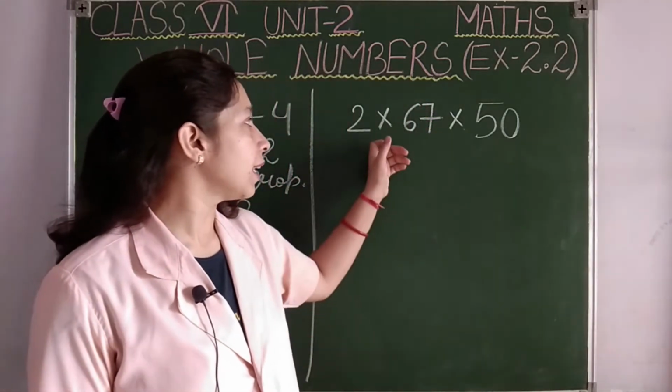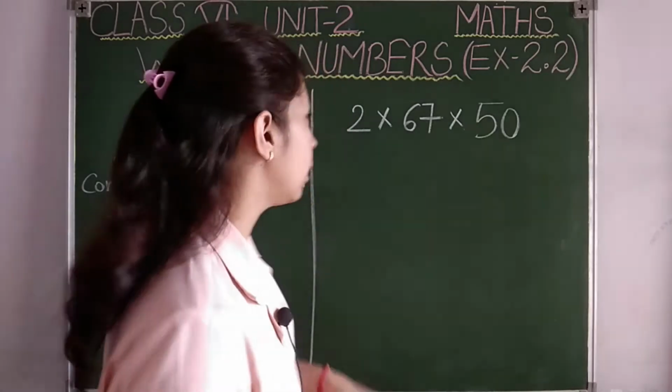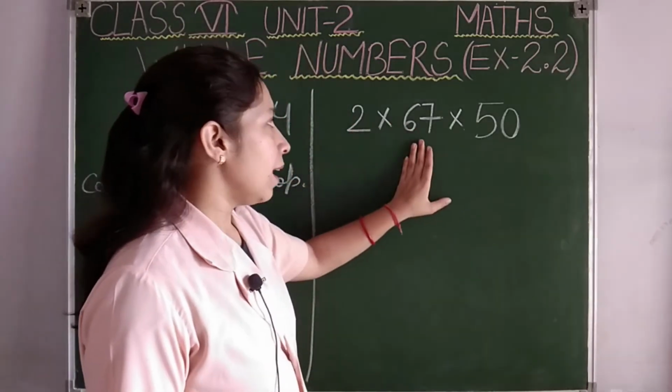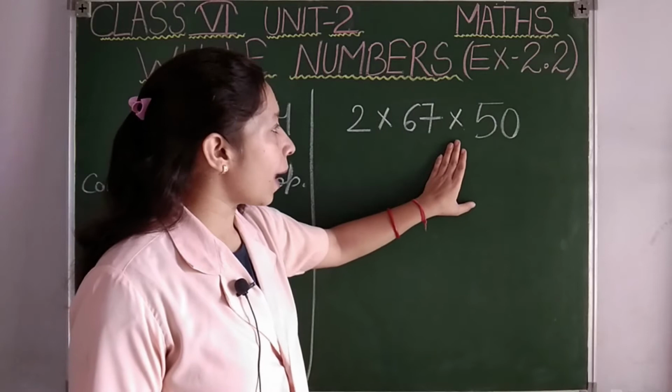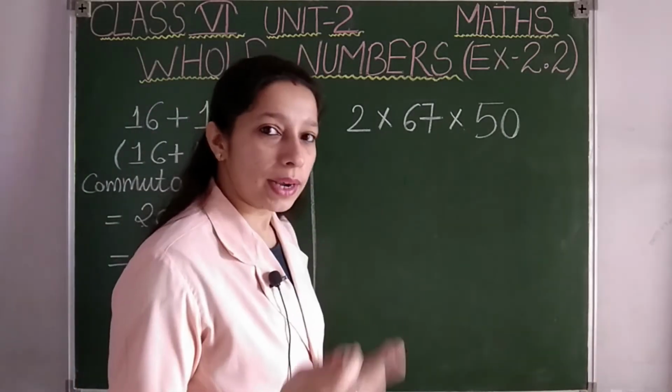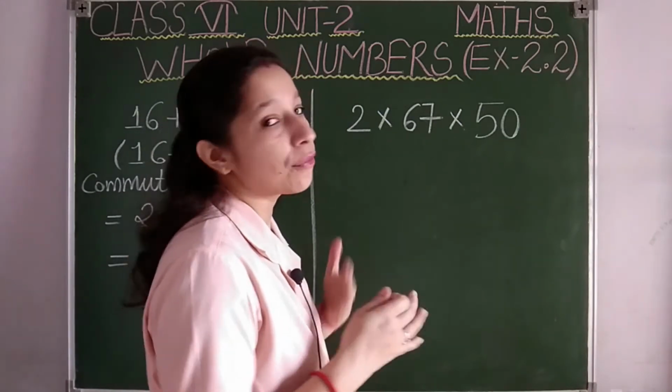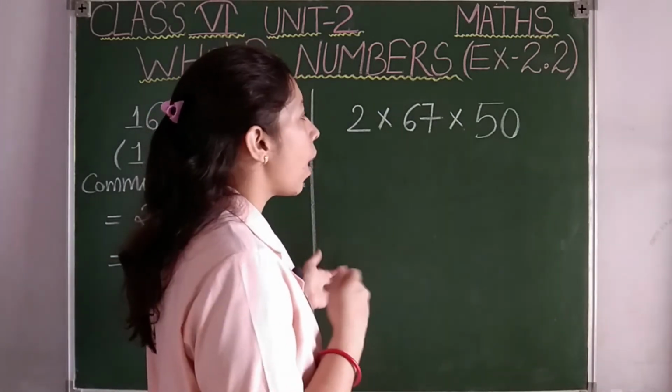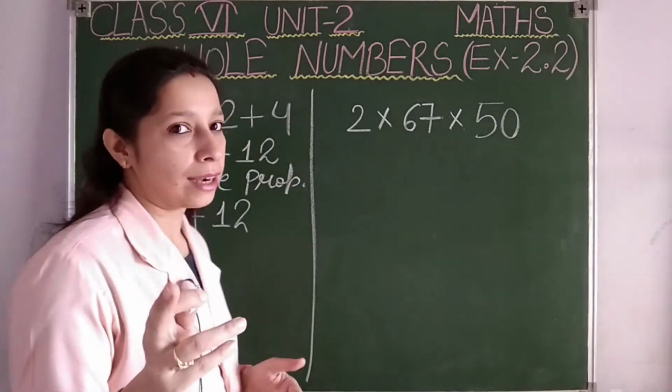One more example I will give you with multiplication. Again look, 2 multiplied by 67 multiplied by 50. Here again you have to use properties and then solve. It means I have to rearrange it first. Now how shall I rearrange? Again I will use that logic.